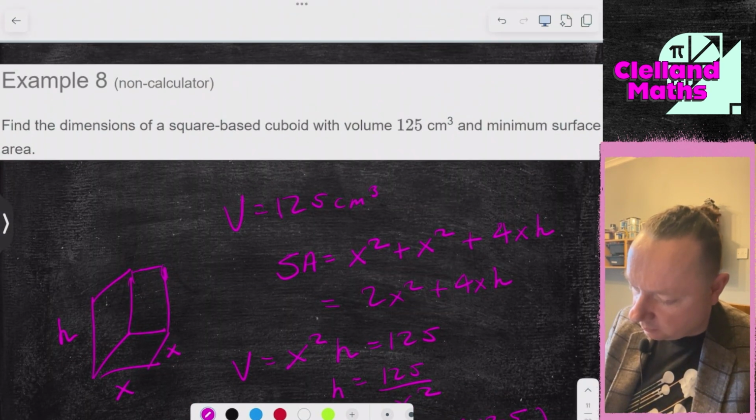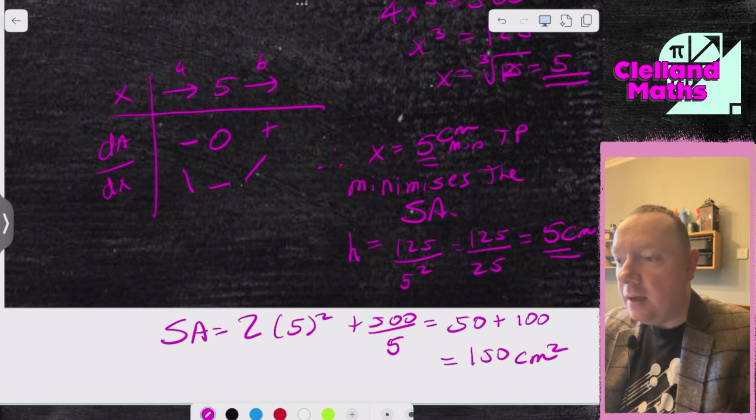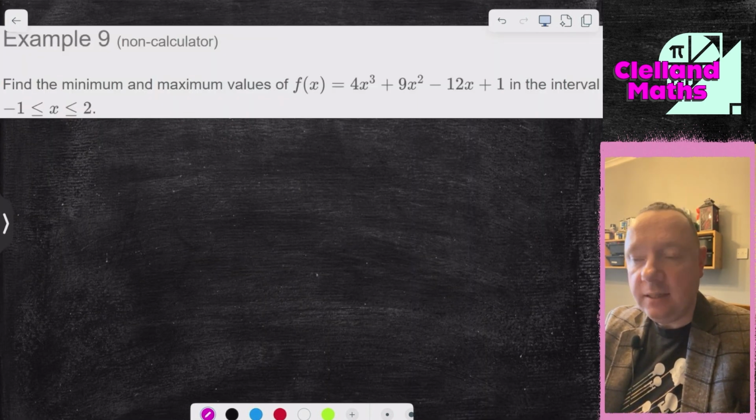Was it centimetres anyway? Yeah. Don't even need units. It's all centimetres. So let's put our centimetres in. Centimetres squared for surface area, centimetres for height, and centimetres for the dimension. And we're done there. Hopefully that's right. We move on to example 9.